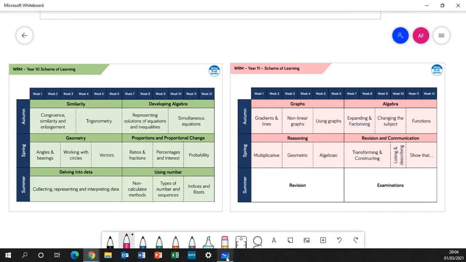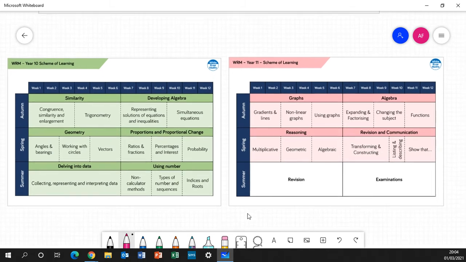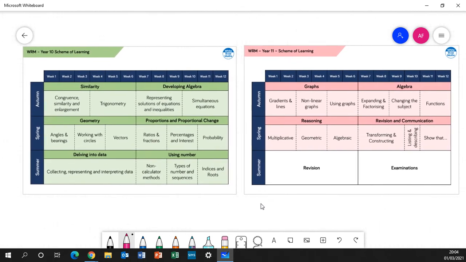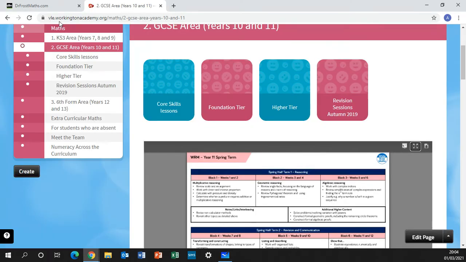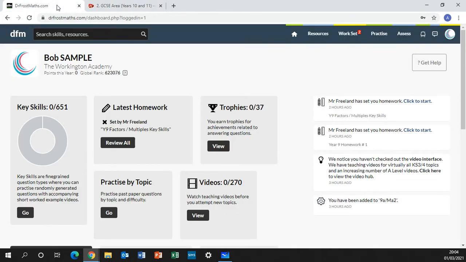During your time in maths, obviously, you'll have your normal lessons. You have 4 lessons a week, and you get homework as well. What we've been using during the recent lockdown is an awful lot more online services, such as Dr. Frost Maths, and we're going to continue to embed that through your curriculum in year 10 and 11. So I think it would be a good opportunity for us just to have a little look at Dr. Frost.